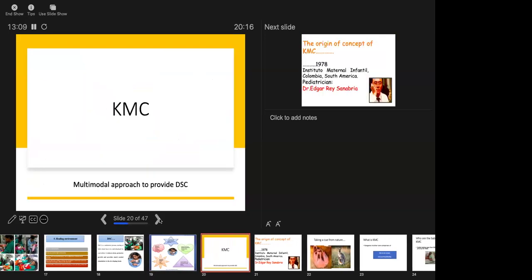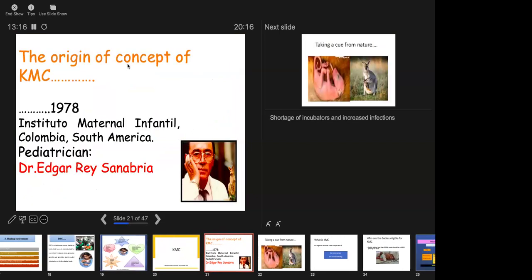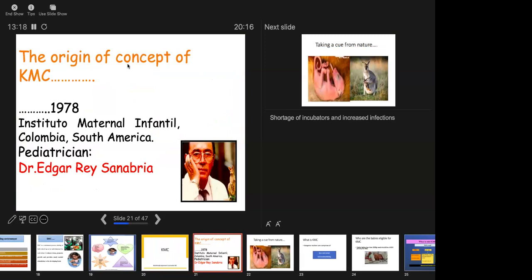Now, coming to kangaroo mother care. Kangaroo mother care is also a part of developmental supportive care. The original concept of kangaroo mother care was first introduced by Dr. Edgar Rey in Bogota, Colombia. The main reason for starting kangaroo mother care was the shortage of incubators and the increased risk of infection in the unit. Because of this, Dr. Edgar Rey started kangaroo mother care.